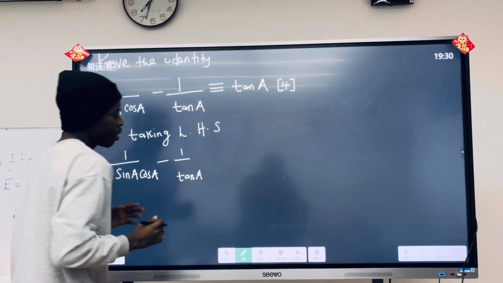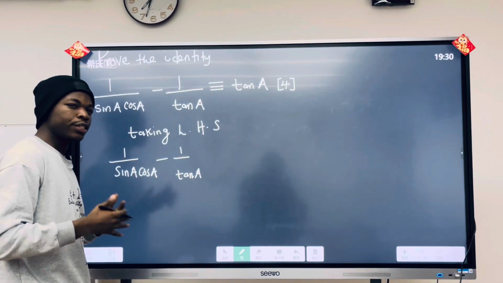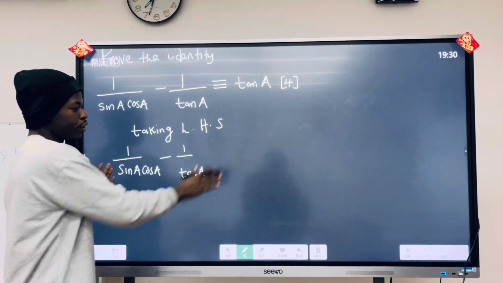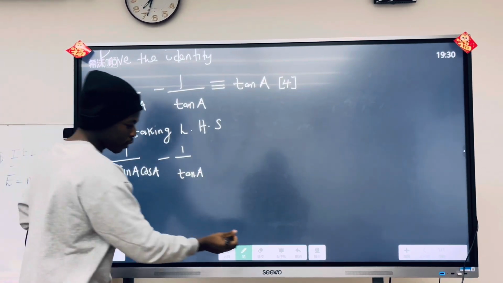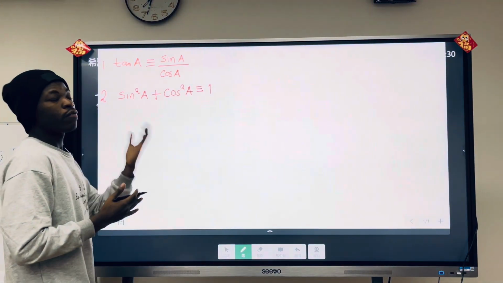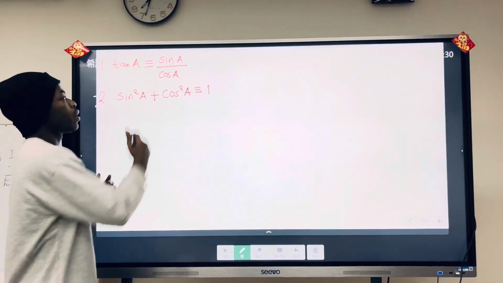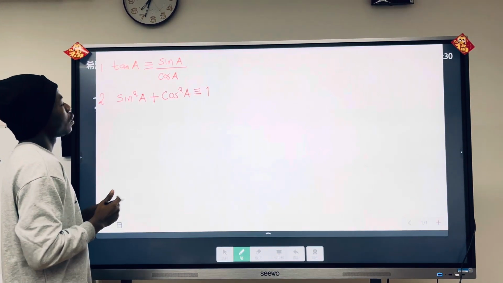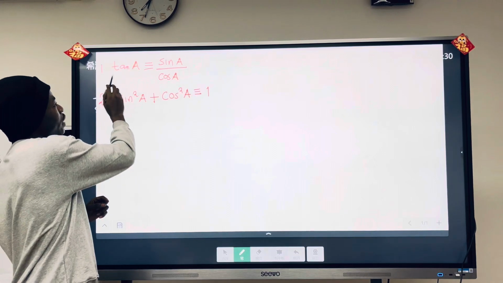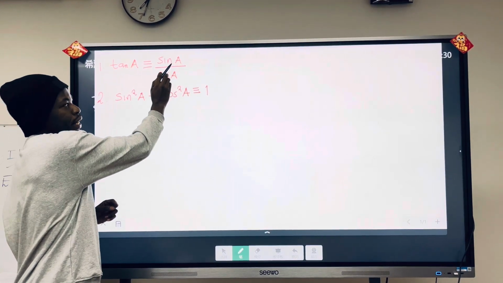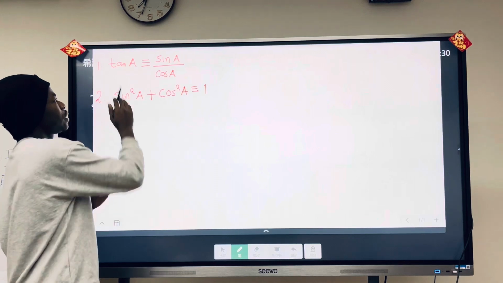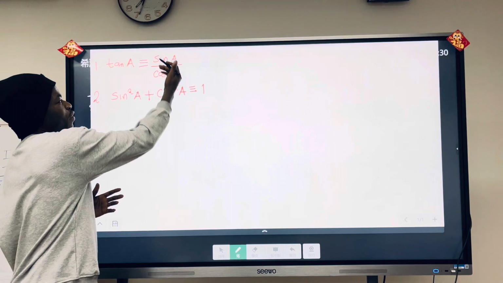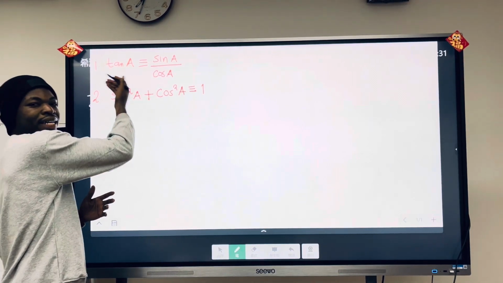tan A. We have a number of identities that you need to know. In this particular problem, I have two identities which are essential in solving it. However, we have a lot of identities which we are going to cover in the incoming videos. So what you should know first of all is tan A is equal to sine A over cos A. Wherever I see tan A, I can write sine A over cos A, and wherever I see sine A over cos A, I can write tan A.